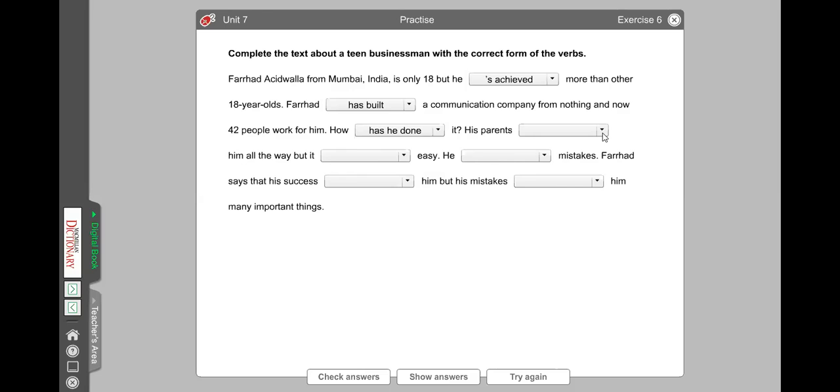His parents, it's plural, so we use have supported him all the way, but it hasn't been easy. Remember, the negative is with hasn't, not a simple not. We need have or has for the negative. He's made or he's made. Well, we need past participle, so we're going to use made. He's made mistakes. Farad says that his success hasn't changed him. Again, have or has with past participle. But his mistakes have taught him many important things.